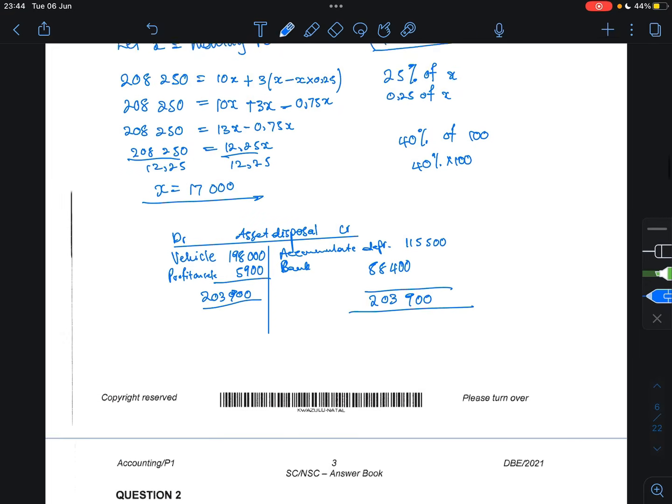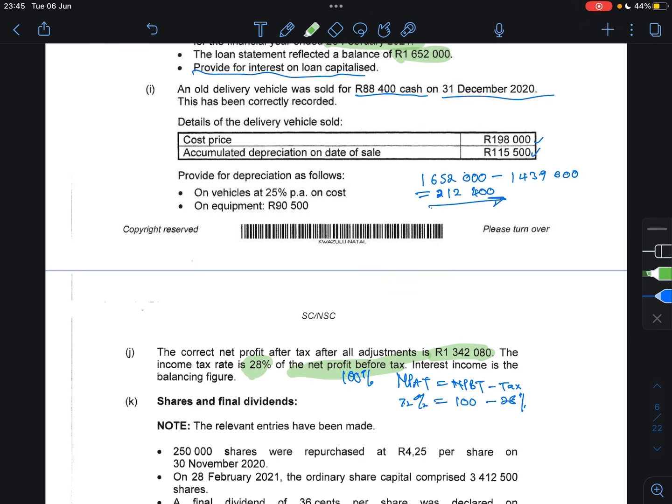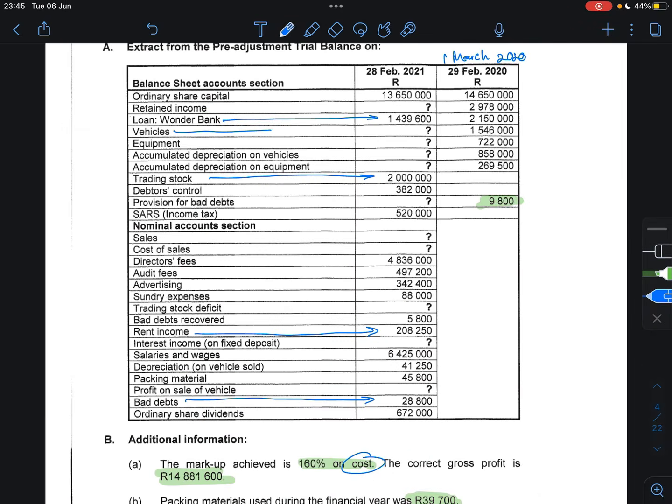Okay, let's see what depreciation has for us. So it says provide for depreciation as follows: 25% per annum on cost for vehicles. Okay, so for vehicles, let's check what we have because we're supposed to use the cost. The cost we're not given at the end of the year, but we were given a cost at the start of the year. And remember that we have sold a vehicle worth 198,000. So now how do we get the balance at the end? The balance at the end is equal to the opening balance minus what we have sold.